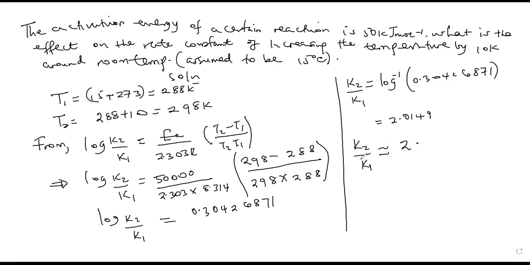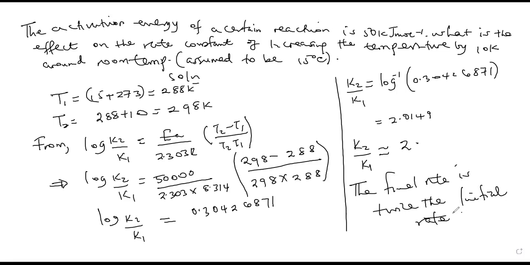The question is, what is the effect on the rate constant of increasing temperature? So this is the fraction of the rate constant. Therefore, we shall say the final rate is twice the initial rate, because the ratio is 2.